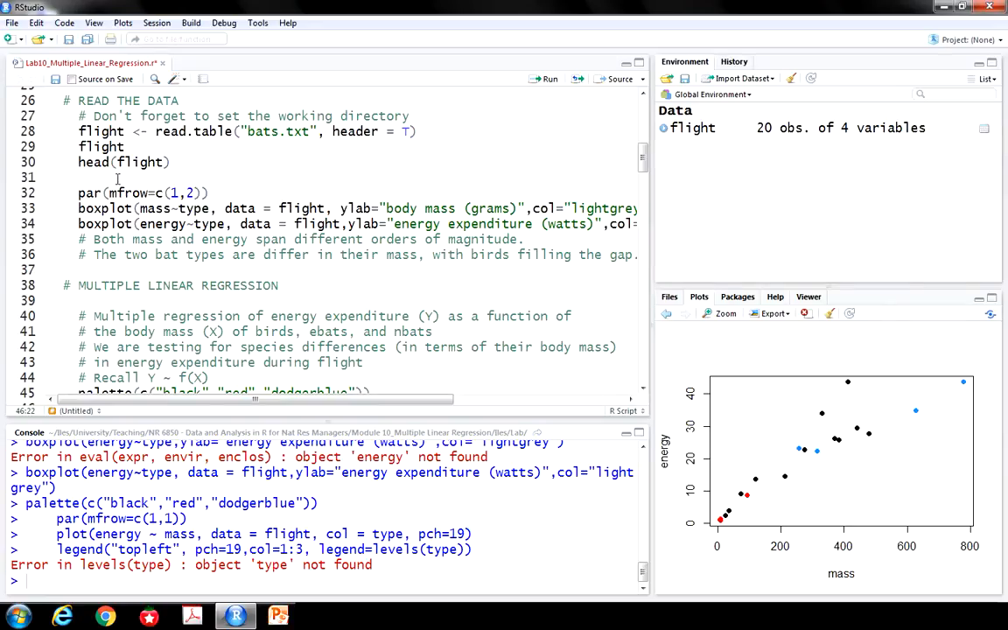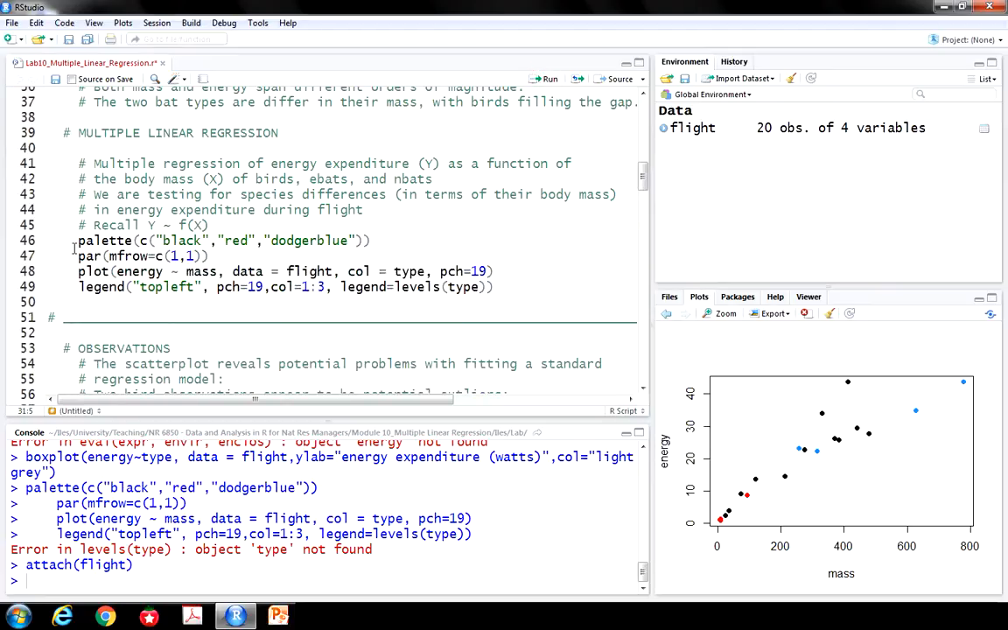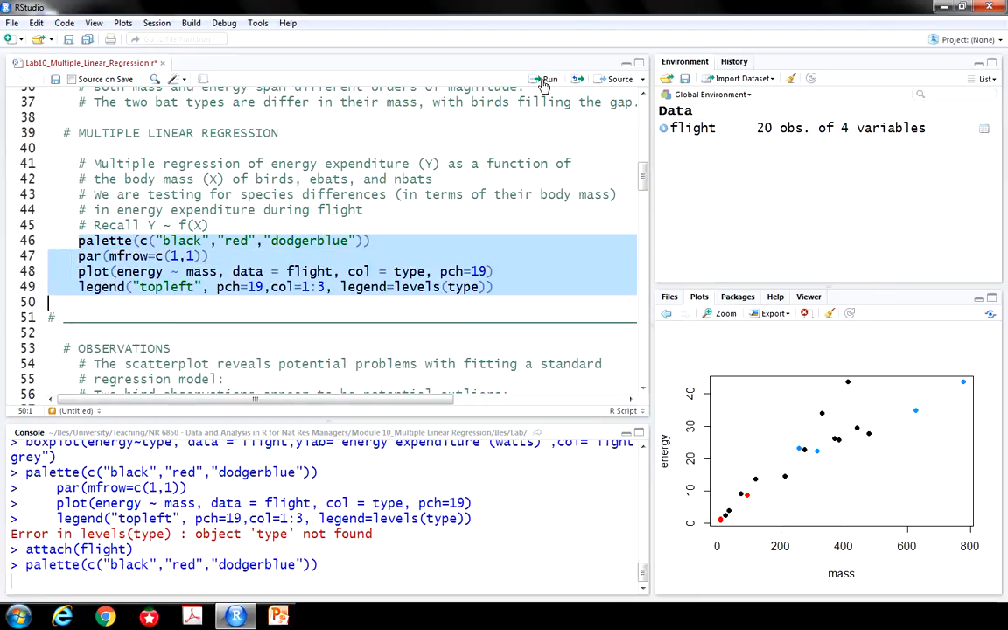Oh, you know what I'm going to do? I'm going to attach this flight data. And so again, this treats each of my columns in my data set as independent variables outside of this data set, so I don't need to always use the $ sign. Again, sometimes this is a good idea, sometimes it's a bad idea. Since we're only working with one data set in this case, this is probably okay to do. Let's attach that, and let's try running this again and see if it works.